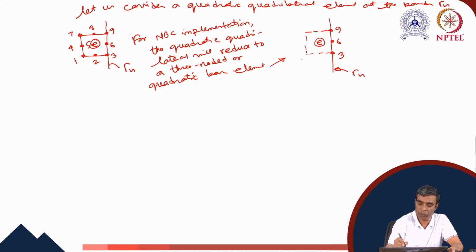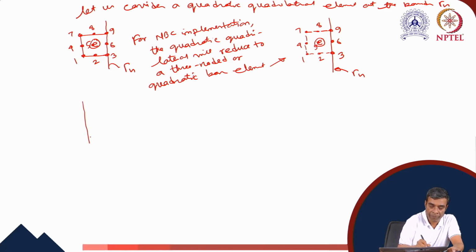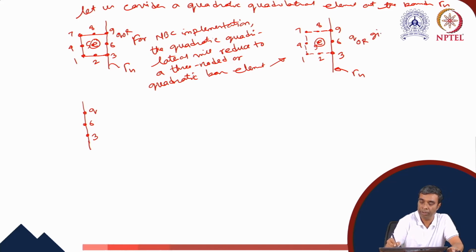The other nodes were 1, 2, 4. At the center we had node 5. At the top boundary we had nodes 7 and 8. So we have finally the element as local nodes 3, 6 and 9. Our heat flux is Q0R. Q0R, this is given. So Q0R is specified.